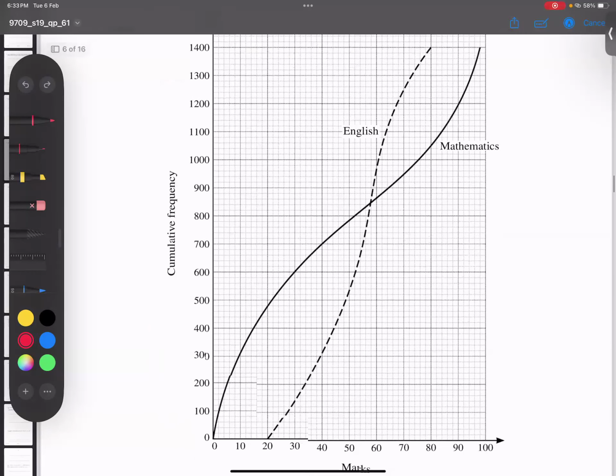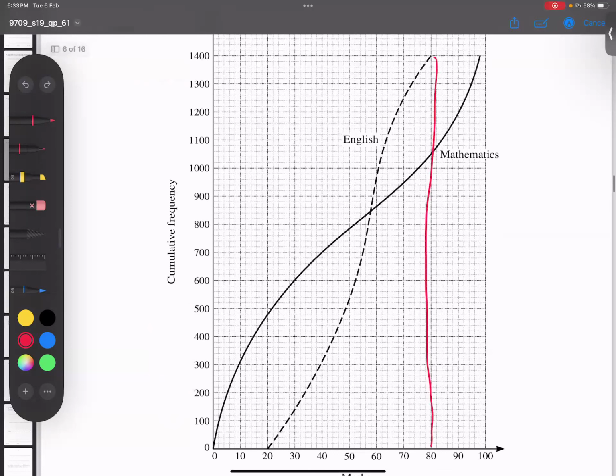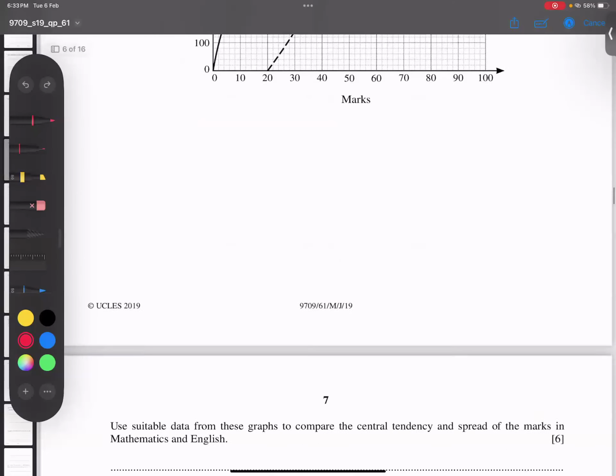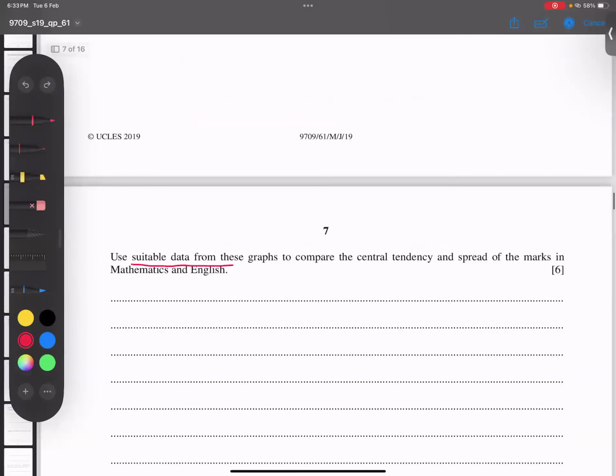But in language, we never get full marks. That is why the maximum mark in English is 80, and the maximum mark in mathematics is 98. So what is it saying here? Use suitable data from these graphs to compare the central tendency and spread of the mathematics and English marks. What does central tendency mean?